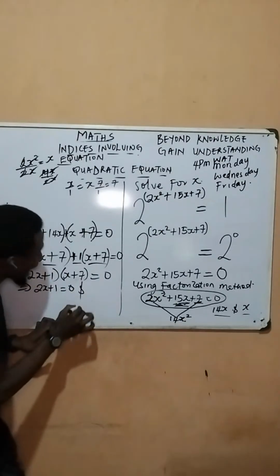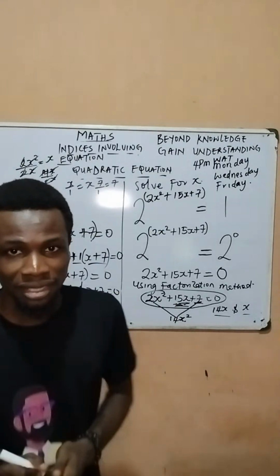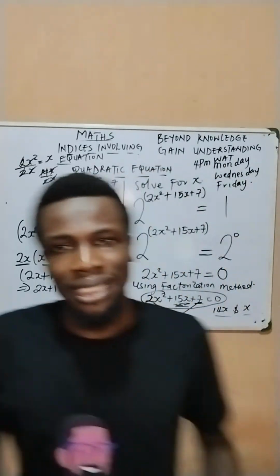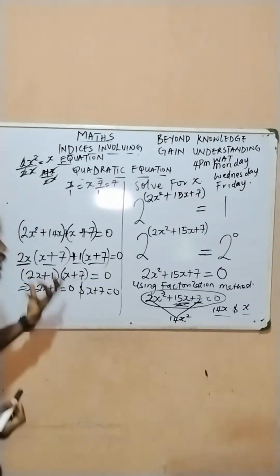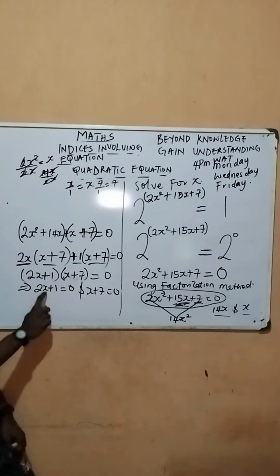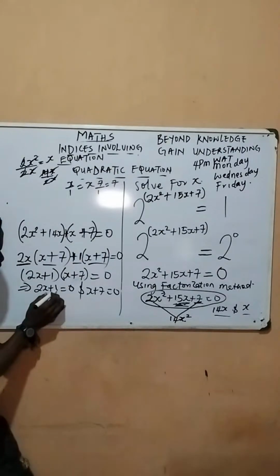equals 0 and what? x + 7 equals 0. Yes, if two things, when they multiply to themselves, are equal to 0, then individually they are equal to 0. That's what the quadratic equation tells us. And if that is the case, now we can go ahead and find the value of x for this part by what? First, subtracting 1 from both sides.